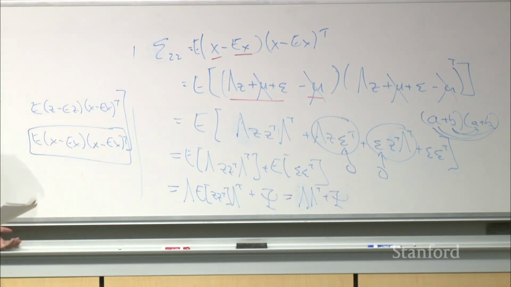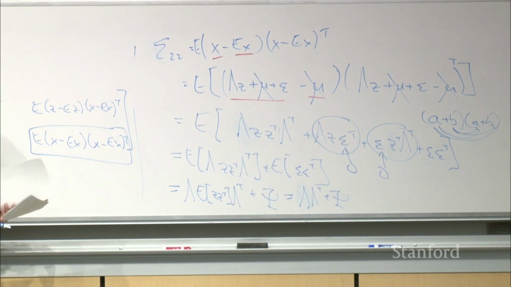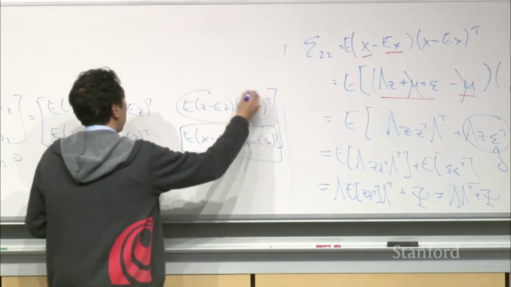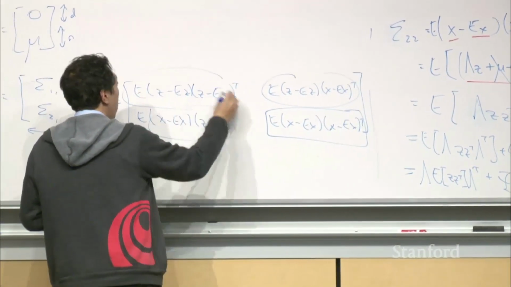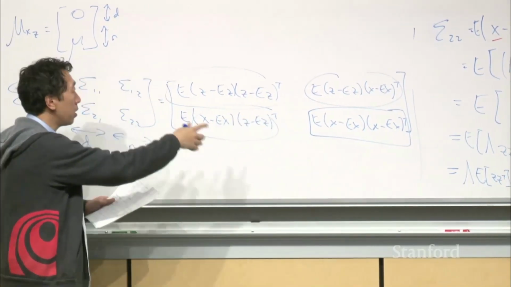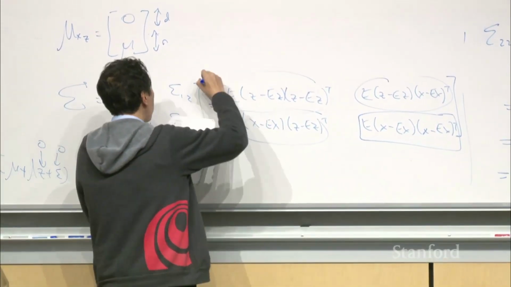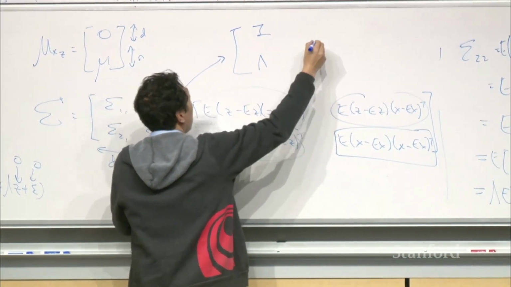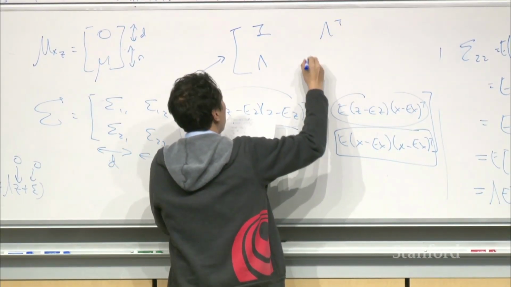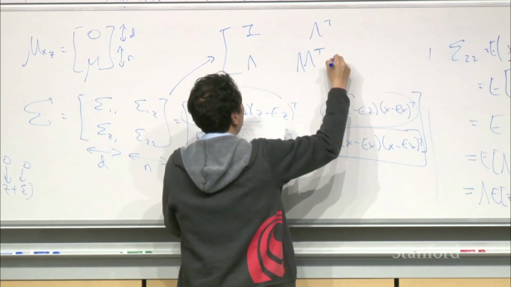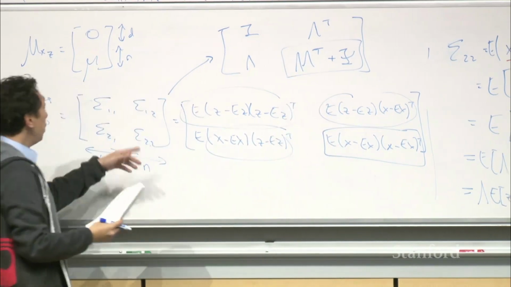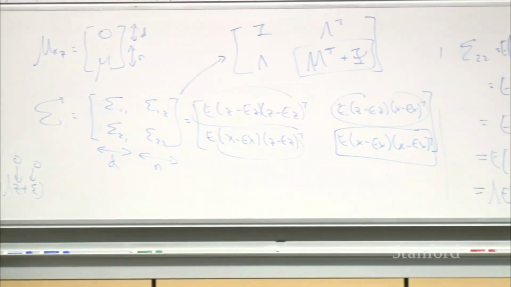I did that a little bit quickly, but every step is written out more slowly in the lecture notes as well. If you go through a similar process, one at a time, to figure out the other blocks of this covariance matrix, you find that they are the identity, lambda transpose, and the one we just worked out. So that is the covariance matrix.